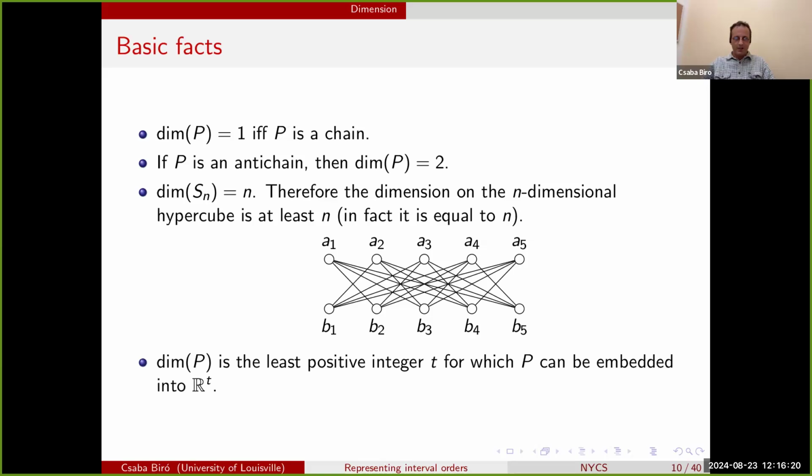All right. So the name is explained by this fact that the dimension of a poset is the least positive integer t for which P can be embedded into R^t. R^t is the t-tuples of real numbers, and here the ordering is just the coordinate-wise ordering. And if the ordering is contradictory somewhere, then the 2 points are incomparable.